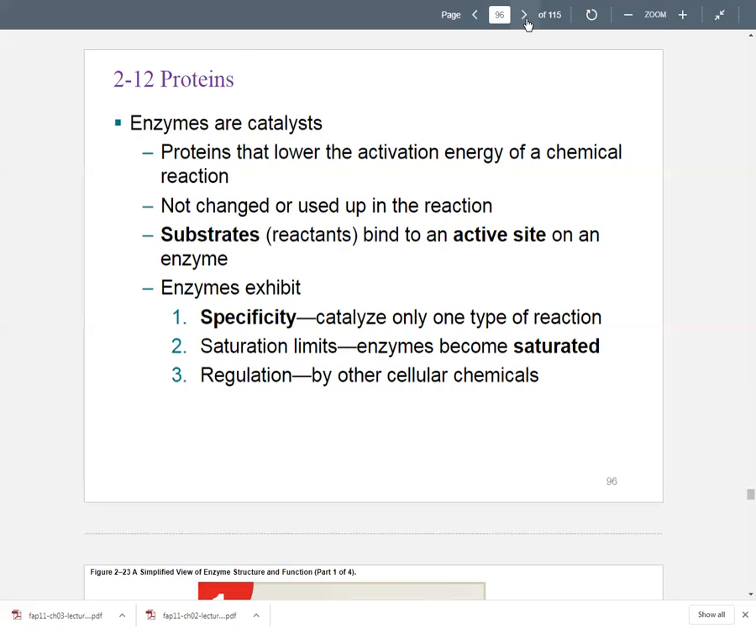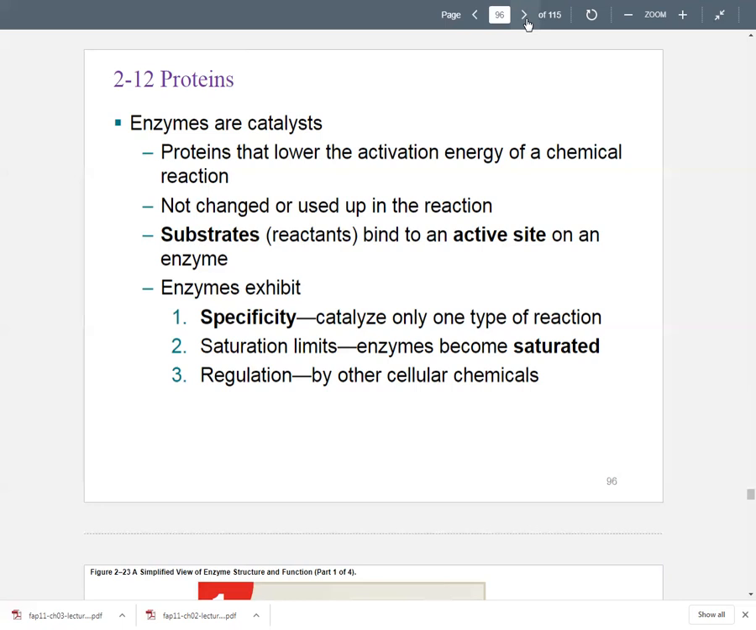Another piece of enzymes is that enzymes have what we call an active site on them. So basically, if you have this clump, which is your enzyme, there's a little spot on the enzyme where a substrate or a reactant can attach to it. Once it does that, then the chemical reaction happens.